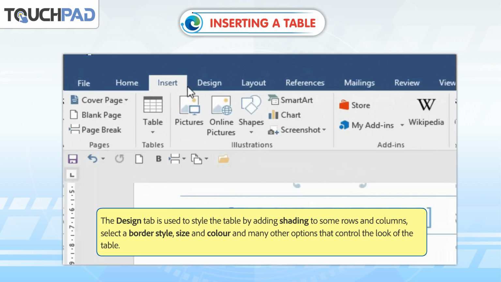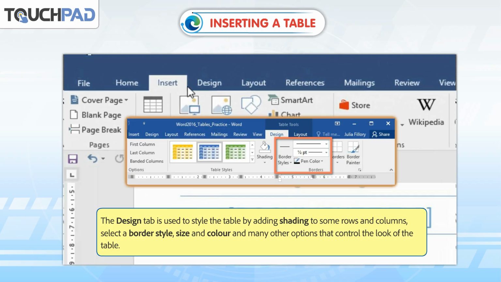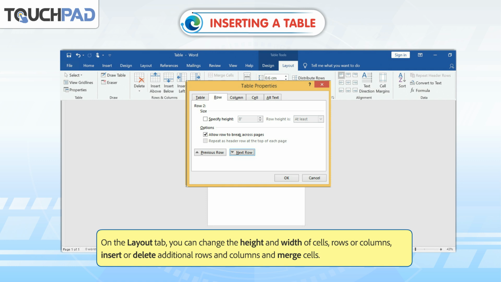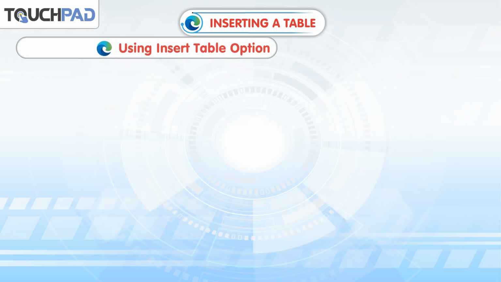The Design tab is used to style the table by adding shading to some rows and columns. Select a border style, size and color and many other options that control the look of the table. On the Layout tab, you can change the height and width of cells, rows or columns. Insert or delete additional rows and columns and merge cells.